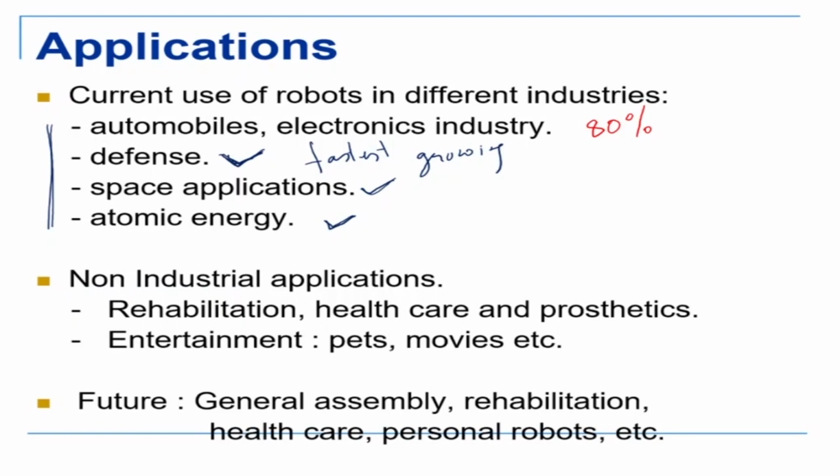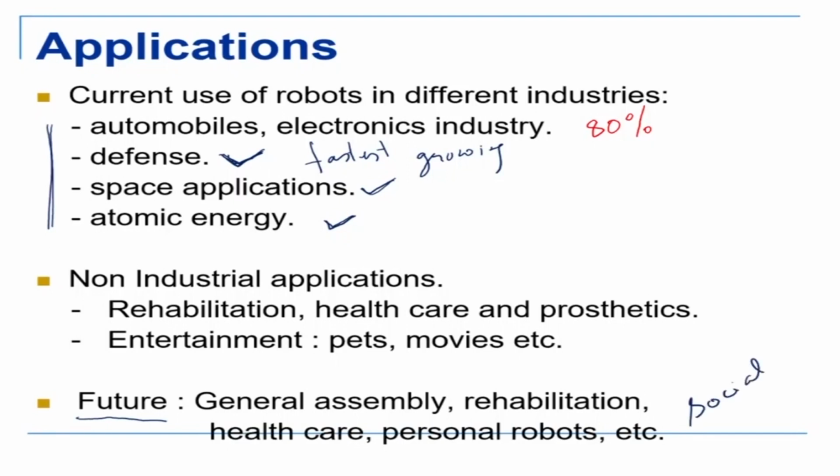One is rehabilitation, then healthcare, prosthetics, entertainment, pets, movies. This is a very, very big business today. So we have current industrial applications, we have non-industrial applications. And then what about the future? The future is general assembly, rehabilitation, healthcare, personal robots. Social robotics is one big issue in the future.